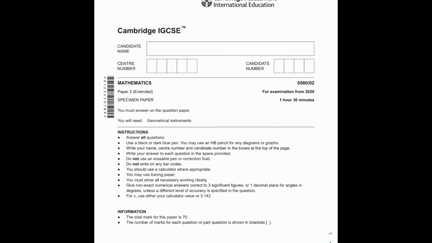Today we will be doing the mathematics paper 2 extended specimen paper, which is available on the CambridgeInternational.org website. This is the Cambridge IGCSE Mathematics paper 2 extended. We'll be going through the entire paper and I'll try to explain all the questions to the best of my ability.